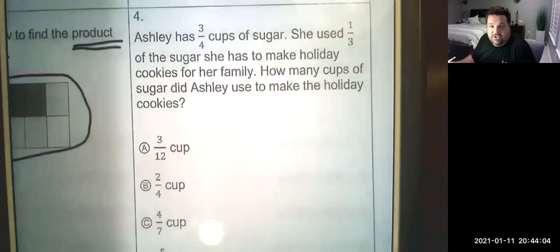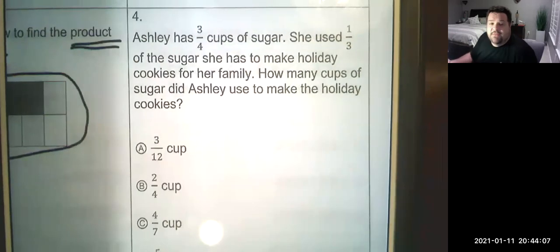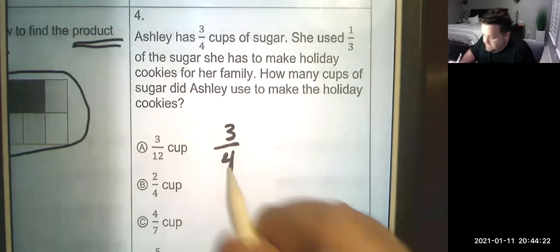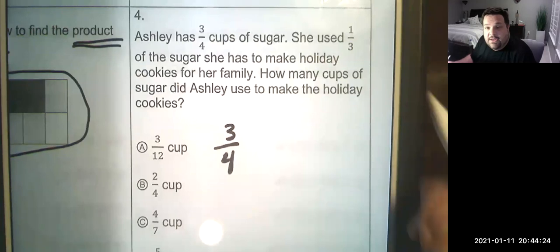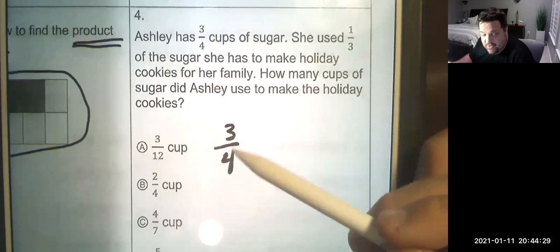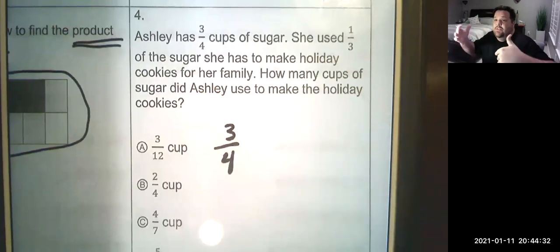Okay, number 4 says Ashley has 3/4 cups of sugar. She uses a third of the sugar she has to make holiday cookies for her family. How many cups of sugar did Ashley use to make the holiday cookies? Here's another one where you've got to read the words because you have to make sure you're doing the right thing, right? She has 3/4 of a cup of sugar. She uses 1/3 of the sugar she has. So of this 3/4, a lot of you think she uses 1/3, and you want to get all crazy and start subtracting, right? But you have to have a whole to subtract, right?